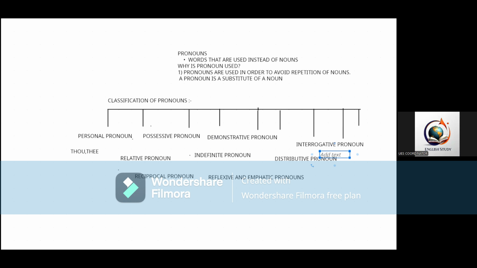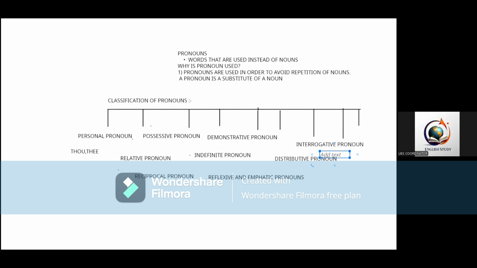What are the reciprocal pronouns? Reciprocal pronouns are each other and one another. Reciprocal means they are referring to both the persons, both the things: each other and one another.